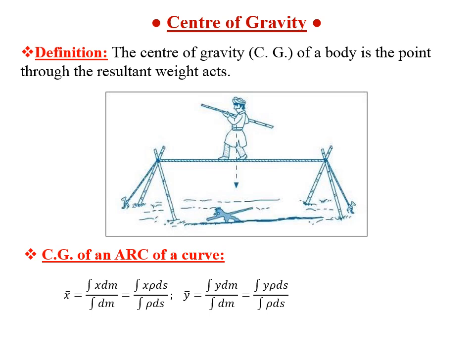So the formula is now integration of x rho ds upon integration of rho ds. That one is for x bar. Similarly, we can find out the y coordinate as integration of y rho ds upon integration of rho ds. Okay, and if that rho, the density, is constant, then these formulae are reduced to x bar is equal to integration of x ds upon integration of ds, and y bar is equal to integration y ds upon integration ds.